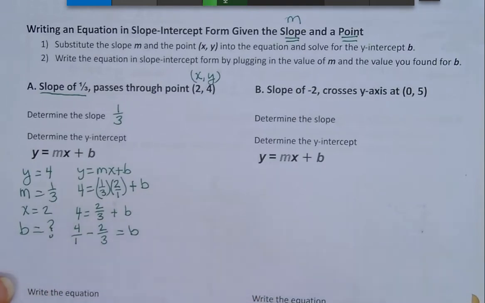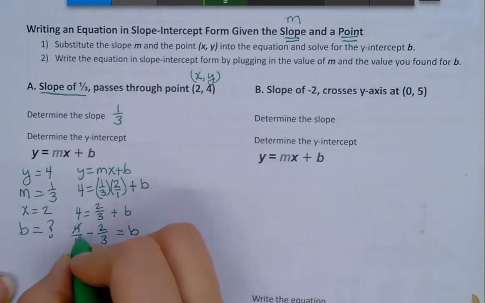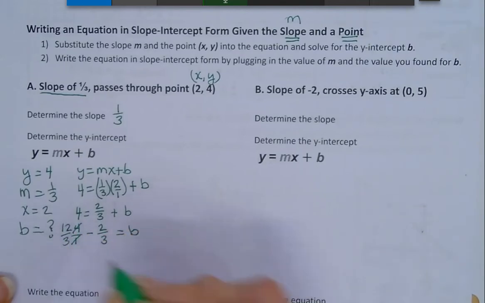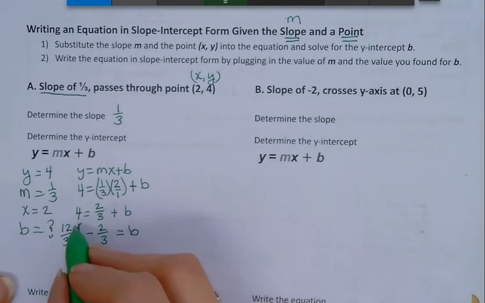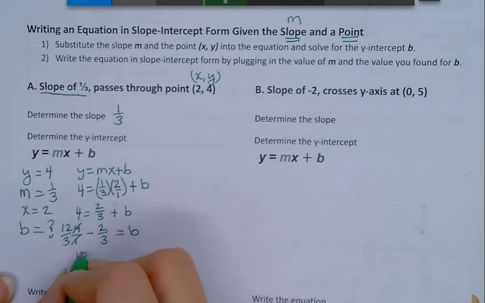Okay, if I want to subtract some fraction from another fraction, they have to have a common denominator. So we're going to make that be 12/3. Okay, 12 minus 2 is 10. I have 10/3 equals b.